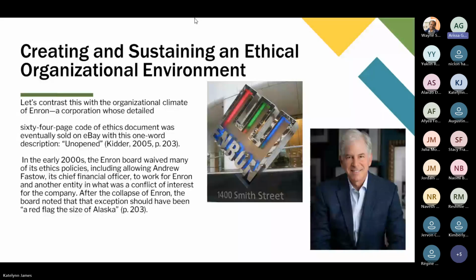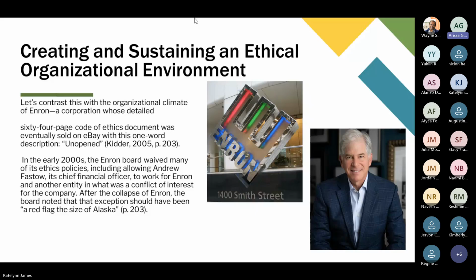Now we're going to talk about a company called Enron. Let's contrast with the organizational climate of Enron, a corporation whose detailed 64-page code of ethics document was eventually sold on eBay. I'm sure everybody has seen things on eBay, so you should be familiar with what eBay is. And with a one-word description: unopened.